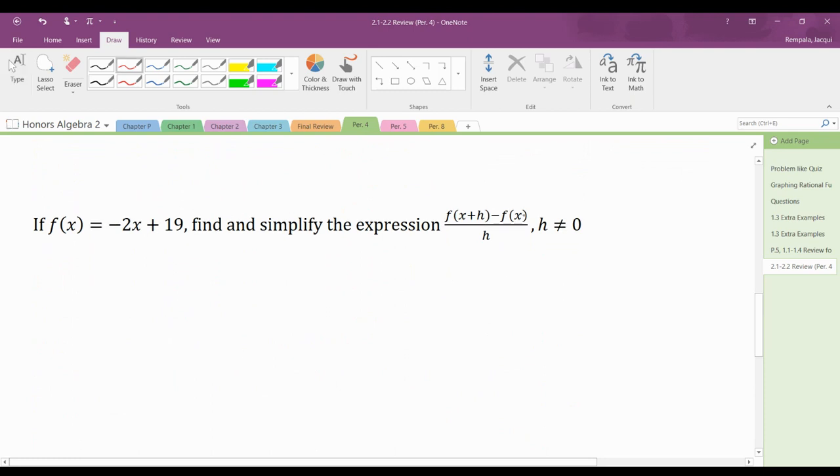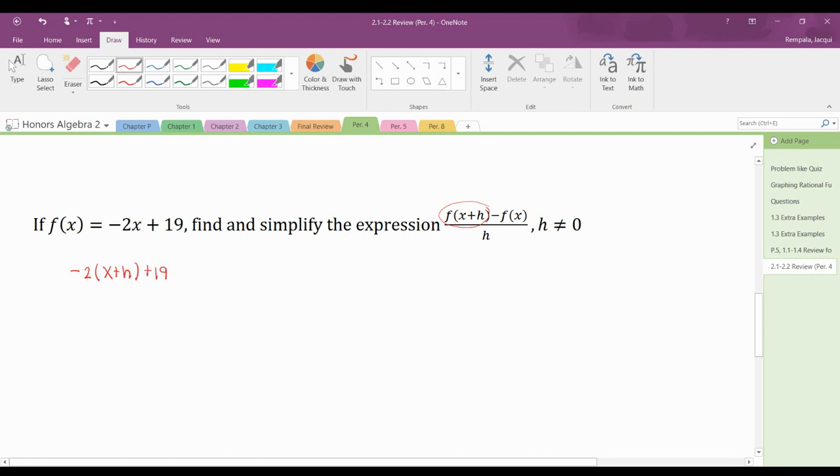All right, let's take a look at then the difference quotient. So remember, our difference quotient is f of x plus h minus f of x all over h. I'm giving you a function. In this case, f of x equals -2x plus 19. The very first thing I'm going to do is substitute in that x plus h into my function wherever I see an x. In this case, there's only one x, so I'll only have to substitute in an x plus h one time.